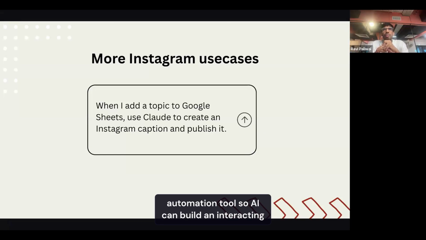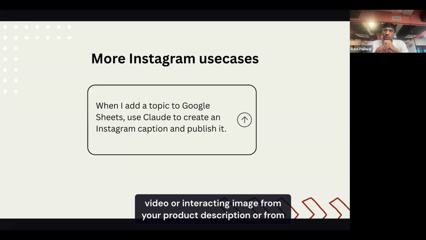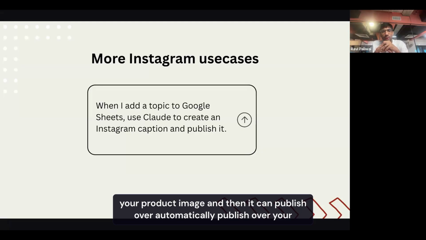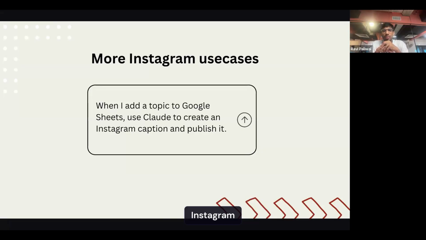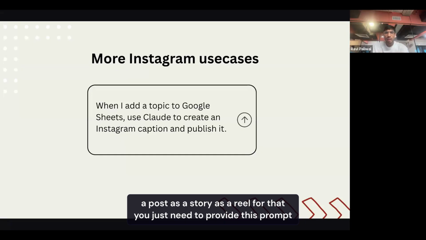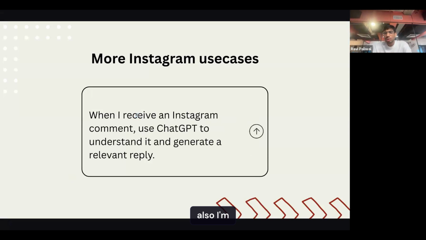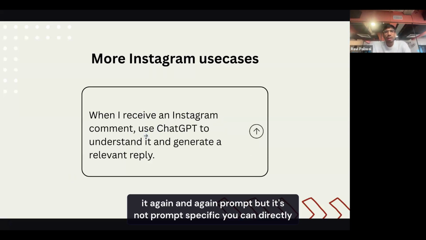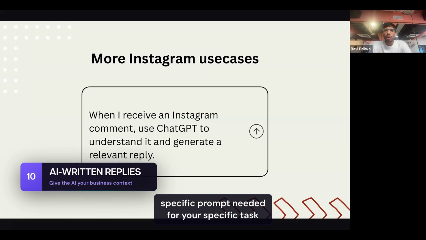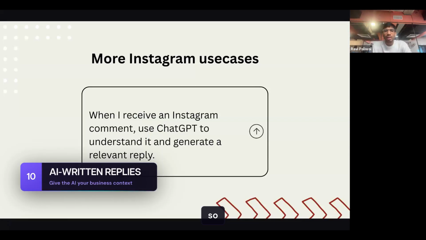So AI can build an interactive video or image from your product description or from your product image, and then it can automatically publish it over your Instagram as a post, as a story, as a reel. For that, you just need to provide a prompt. Also, I'm saying prompt again and again, but it's not prompt specific. You can directly talk to AI and AI will ask the questions and it will build for you. There is no specific prompt needed for your specific task.